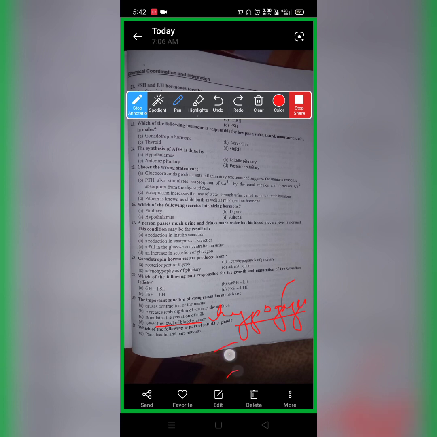Hypoglycemic hormone is insulin, which is secreted by beta cells of the pancreas.